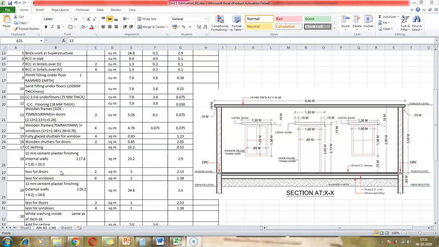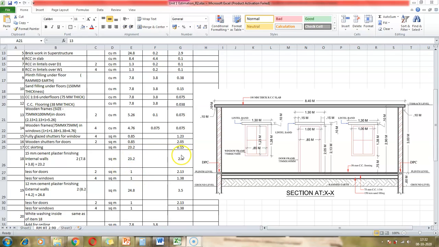So item number 18, 15 mm cement plaster finishing in internal walls. For this, we again have the internal dimensions of the room, 7.8 plus 3.8, that is the total perimeter of the inner walls of the room, multiplied by 2, then we have 23.2. So that is the total length of the room interiors.